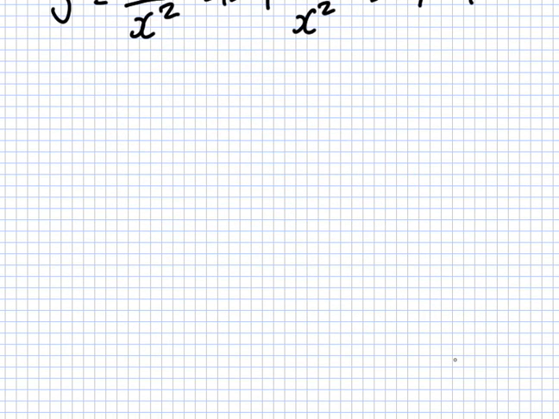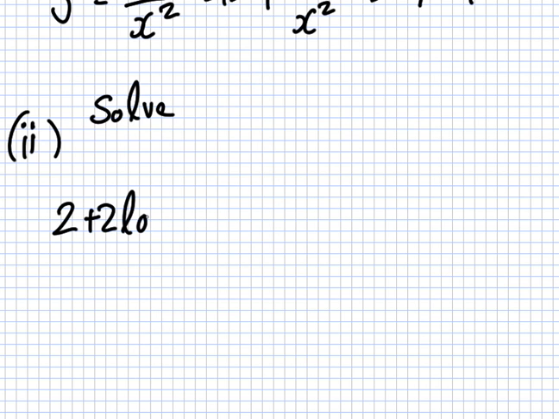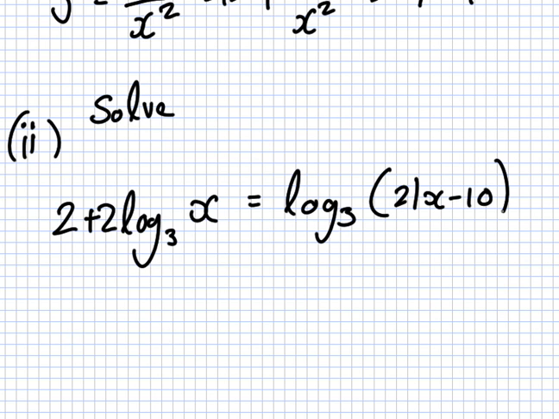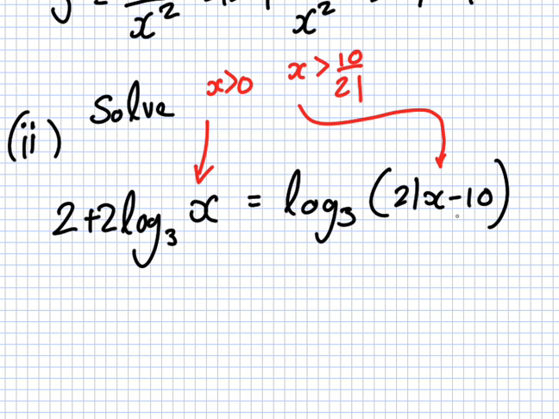So the next part is they want you to solve 2 plus 2 log 3x equals log 3 21x minus 10. Okay. Now before I solve it, I'm going to say what I need my x to be. This means x should be positive because of this. And then what about this one? That means x should be bigger than 10 over 21, because you want this to be positive also.